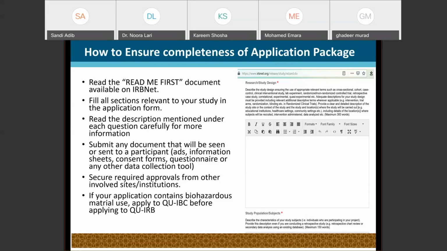If your application contains biohazardous material use, please apply to QUIBC before applying to QUIRB. QUIBC is also another committee in the Tri-Board Committee. It is also administratively managed through the office, but it has its own procedures and its own timeline. So you have to add this time to your timeline. QUIBC usually takes 1 month to review the application. Put this in mind and please make sure to submit to QUIBC before submitting to QUIRB.